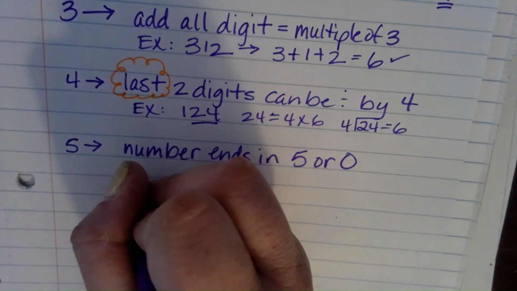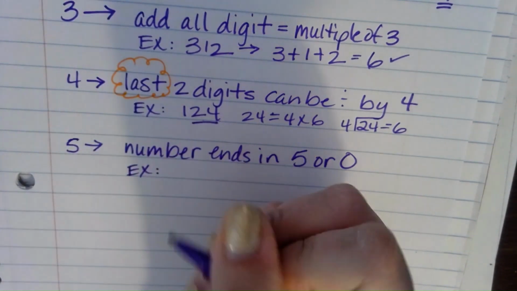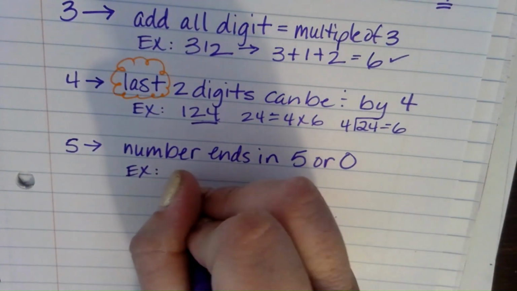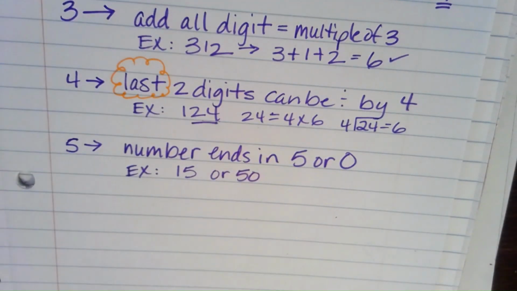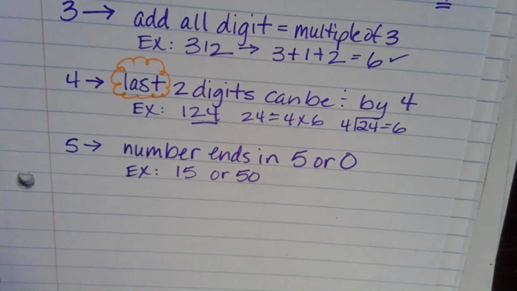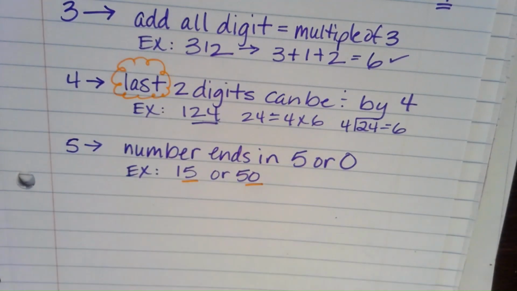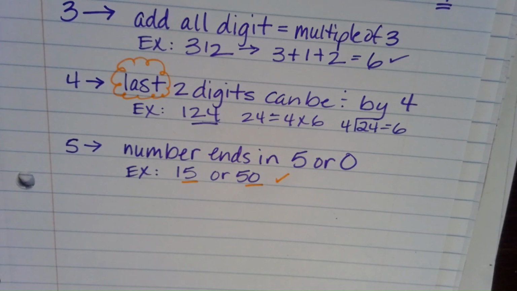Okay? I have another question. So 15 or 50, right? Either of these numbers can be divisible by 5 because of how they end. Okay?